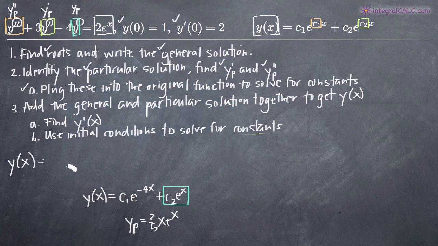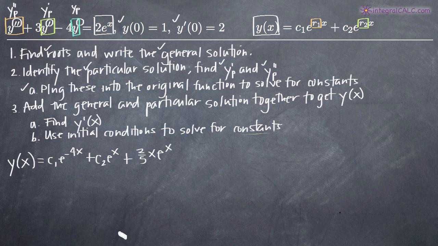So y of x is going to be my general solution, c sub 1 e to the negative 4x plus c sub 2 e to the x. And in order to get my general solution, I'm going to add my particular solution to it. So I'm going to say plus 2/5 x e to the x. And now I no longer need these.